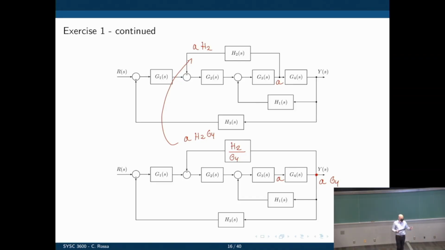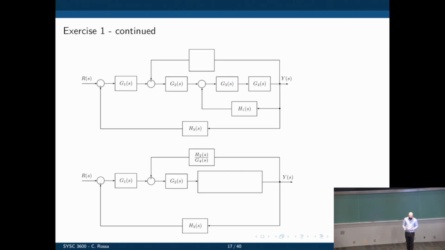All right, so we moved a pickoff point ahead of a block. And to maintain the same signal, we had to divide that signal by the block we jumped over. Does that make sense? Any questions? Okay. So that's what it did. We had here H2 over G4. And what do we do next?